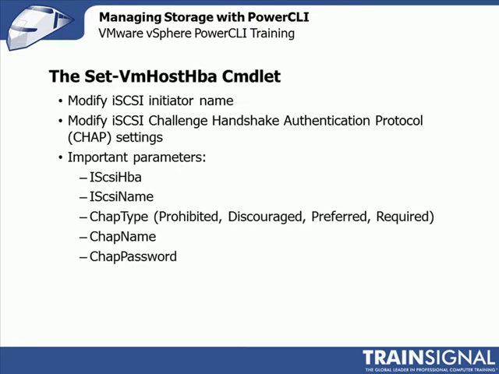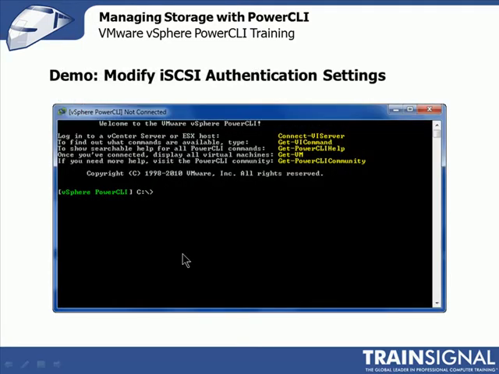Some of the most important parameters in this commandlet are IScsiHba, and this is something that I'll show you how to get using the Get-VMHostHba commandlet. Actually, we talked about that just a minute ago. There's IScsiName, and that's how you would modify the initiator name. Then there's ChapType, and it accepts four different options. You can see here: prohibited, discouraged, preferred, and required. And then we have ChapName and ChapPassword. And there are a few other settings here that I'll show to you in just a moment. So let's go right to the shell and check those out.